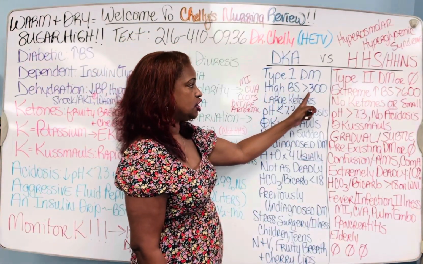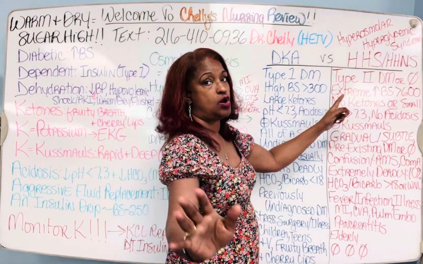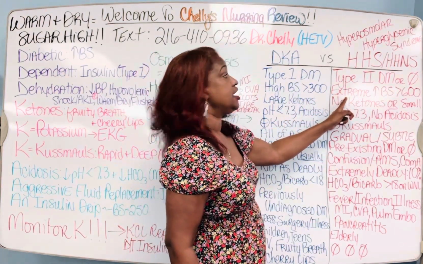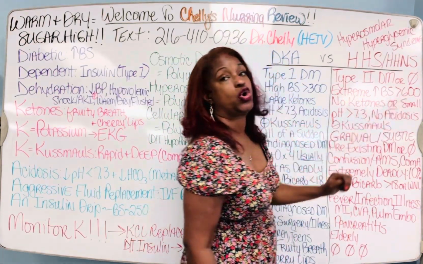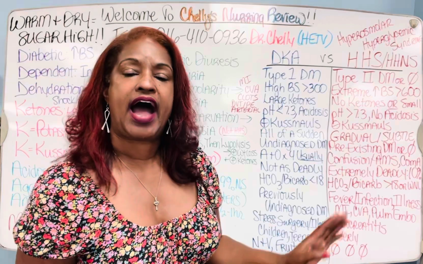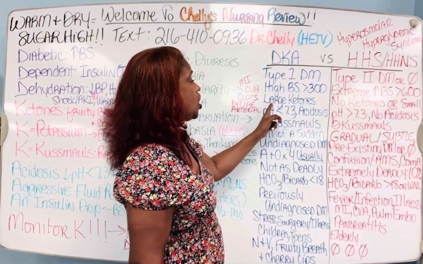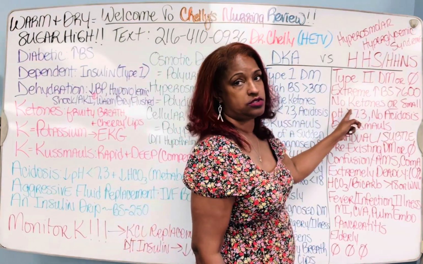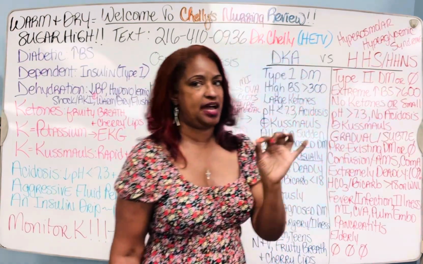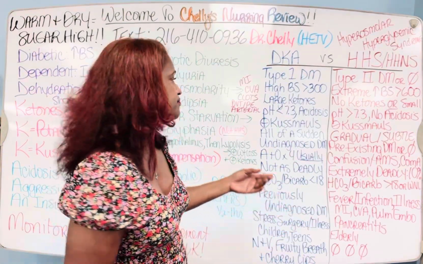High blood sugar, greater than 300. Oh, no. HHNS is extremely high blood sugar, greater than 600. The highest was 1400. You already know what that means. Large ketones in DKA, but in HHS, no ketones, or maybe a tiny amount just because you're dehydrated. But usually you don't see ketones.